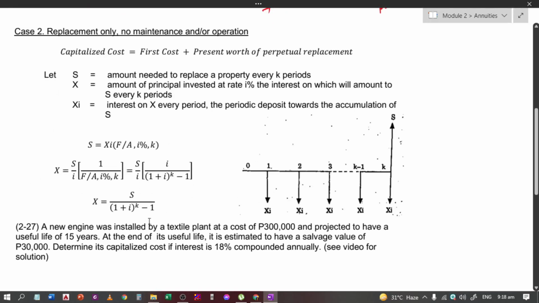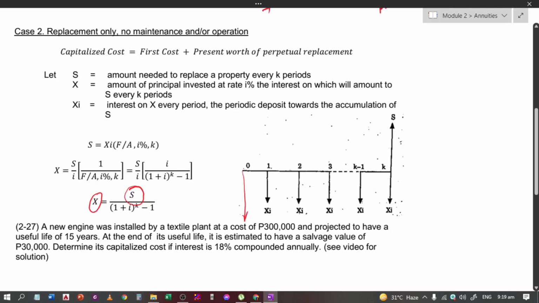So, to get the value of the present worth of the perpetual replacement, this is what we'll do. X is the present worth of our replacement. S is the amount needed to replace it, the amount you need to replace it.